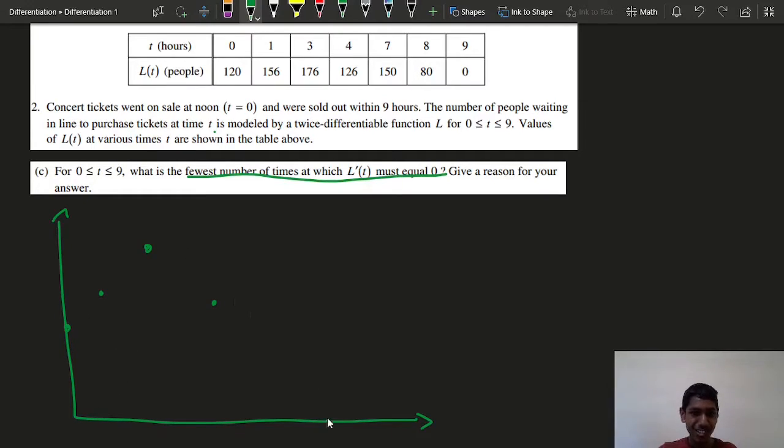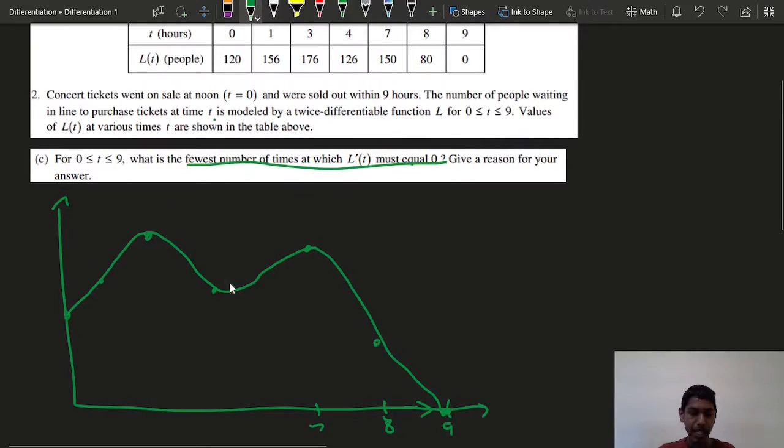So 1, 3, 4, and then 7. So 7's maybe over here. It's 150, and just getting a rough feel for what this graph looks like. And of course, at t equals 9, there's nobody, because tickets have sold out. So our graph sort of looks like this, right? Now, obviously, no guarantee that it's going to look exactly like this, but it might. This is one possible graph that will pass through those points.